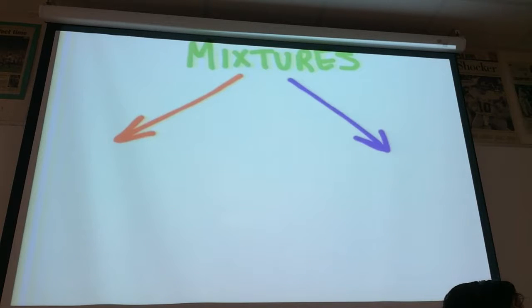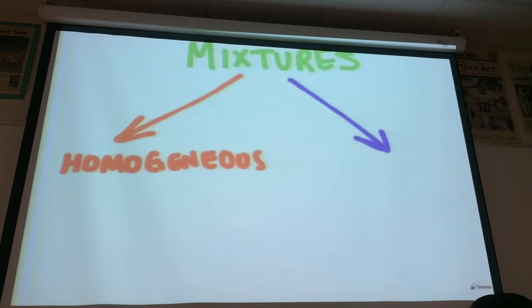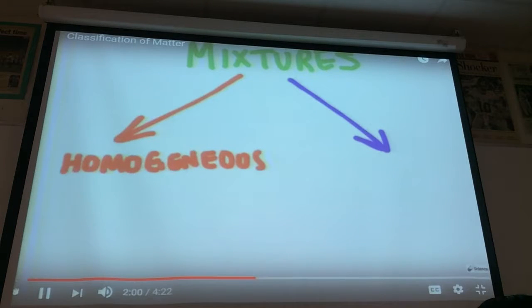The first type of mixture is a mixture where you cannot see the different parts of the mixture. We call this type of mixture a homogeneous mixture. The root word homo means same. And so these mixtures appear to be the same throughout the mixture. You can't see the different parts of the mixture.